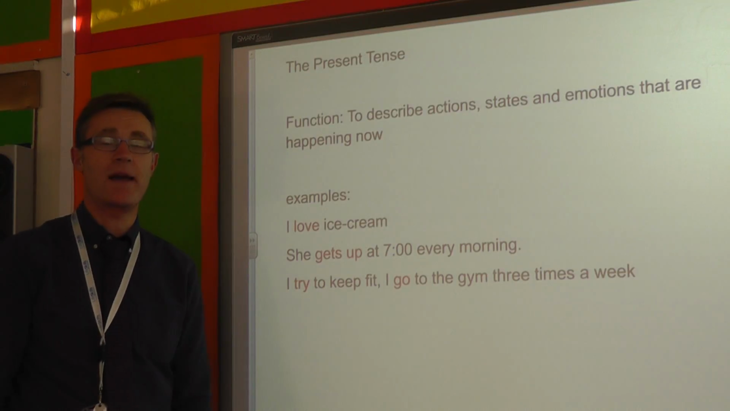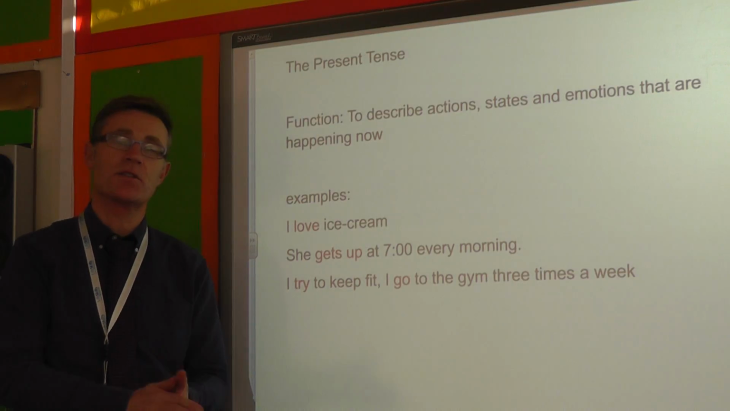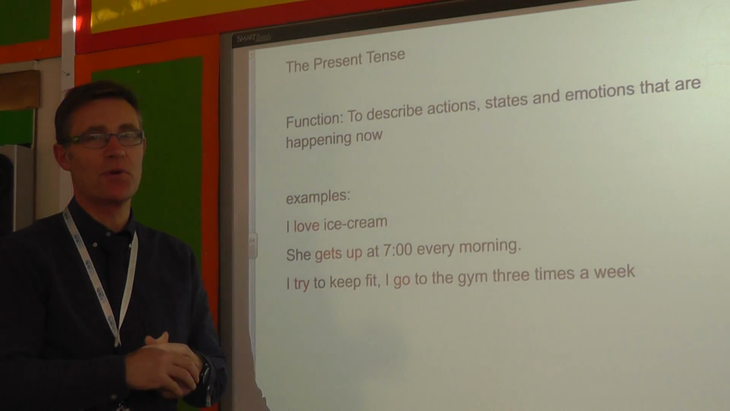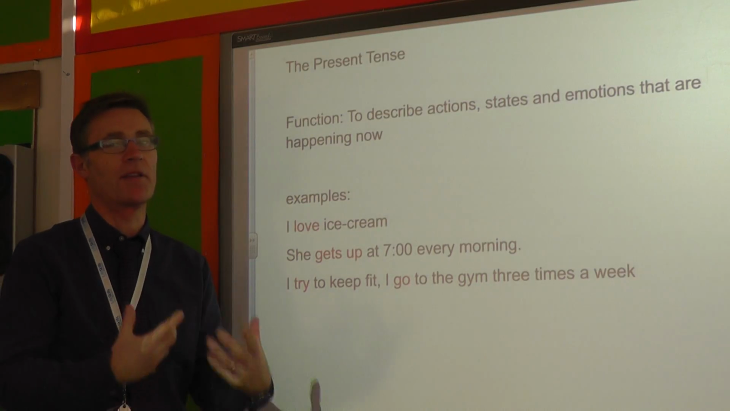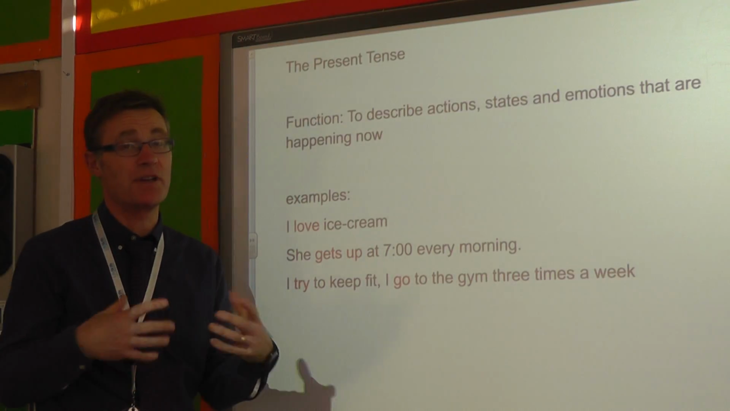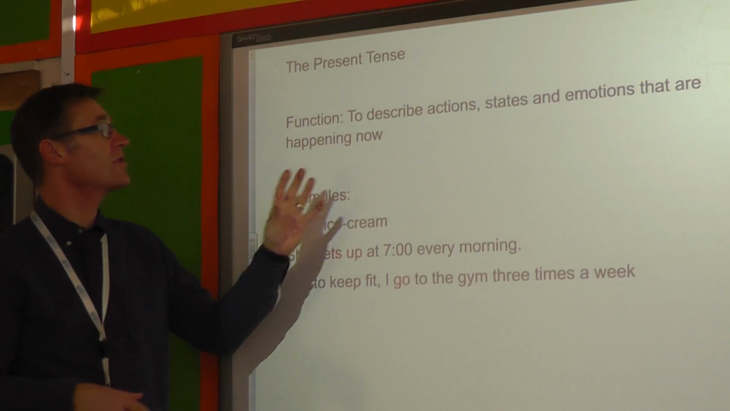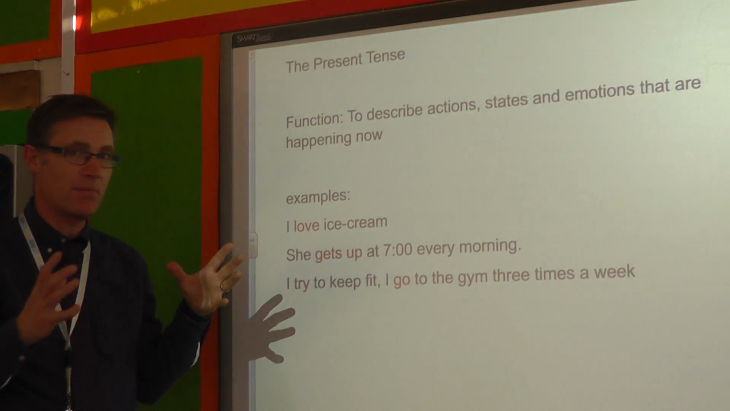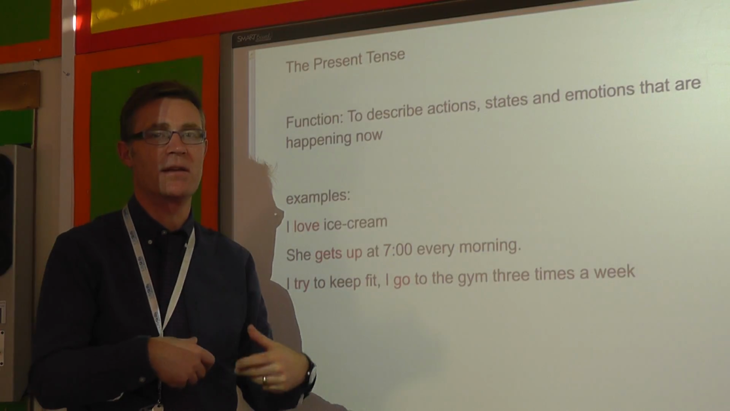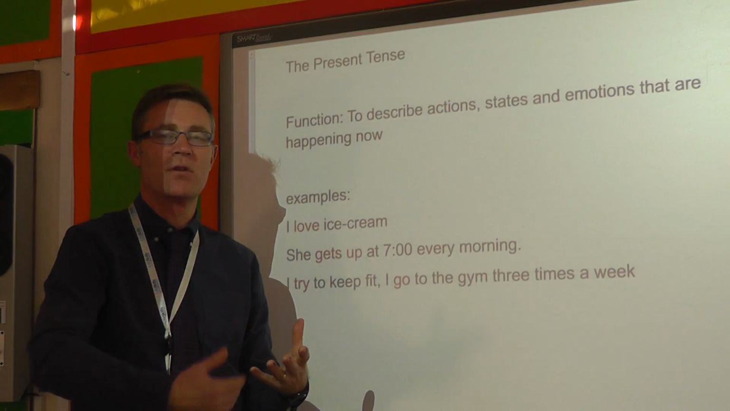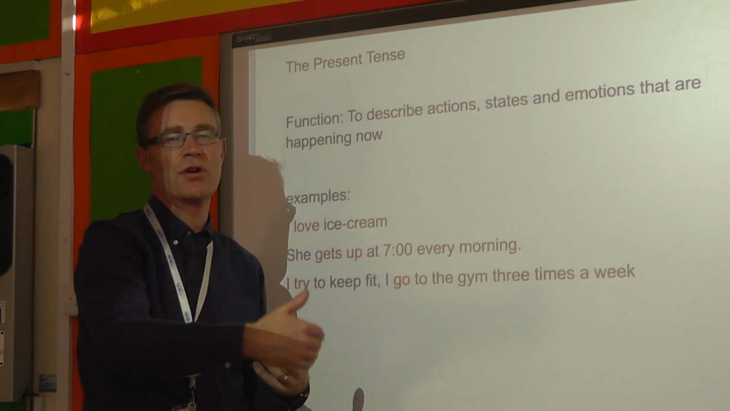Okay, welcome to another session looking at some grammar. We're going to look at a really basic tense that we're going to use quite a lot. We're looking at the present tense. So the function, en español es el presente, is to describe actions, states, and emotions that are happening now. This sort of real-time idea. But it also has an inference that we're looking at habitual actions, things which go on over time.